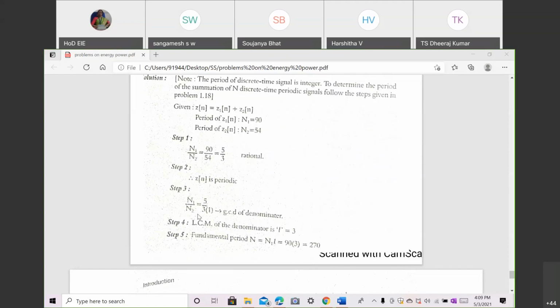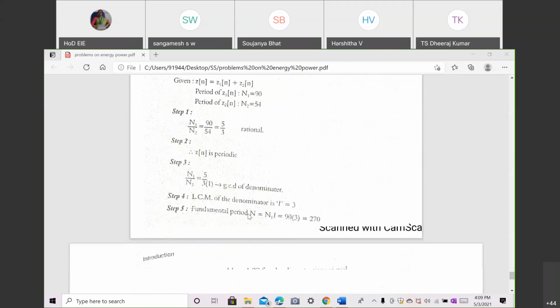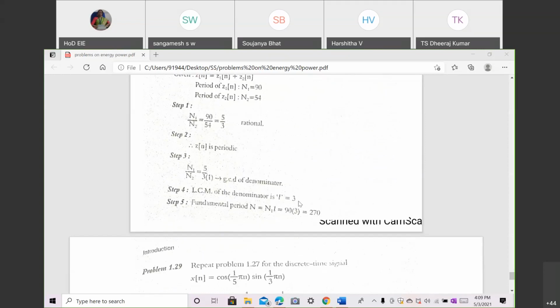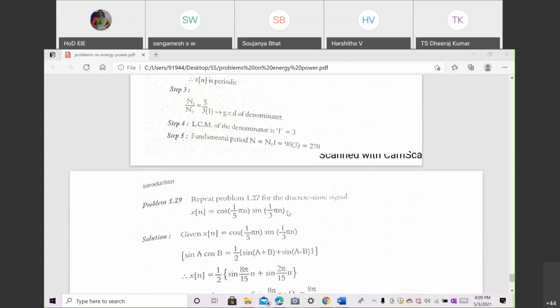Then n1 by n2, that is 5 by 3, you have to find the GCD. GCD of the denominator is 1. Then LCM of the denominator, t equal to 3. Fundamental period N equal to n1 into L, that is 90 into 3, equal to 270.